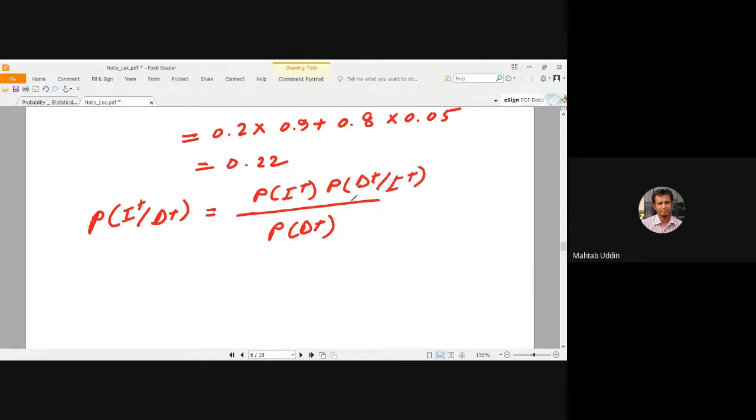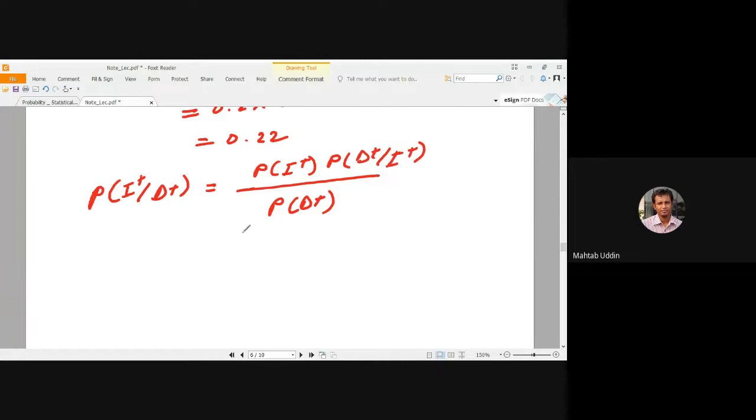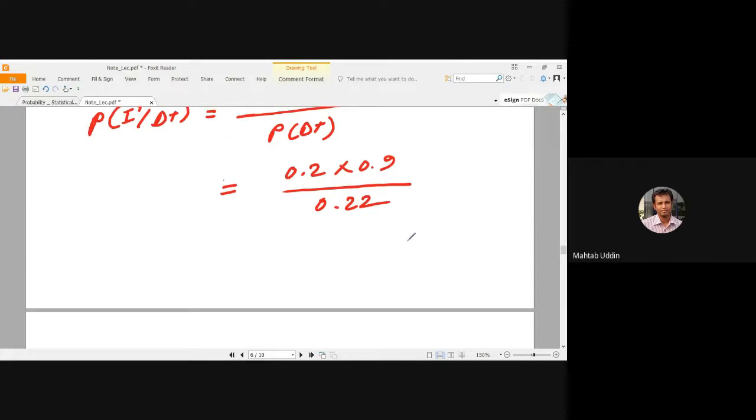So put the values. (0.2), 0.9, over 0.22. This is 0.81. So what is the answer? 81. That is, in the detection of the impurity, 81% really present. This is sometimes also called the accuracy of the test.